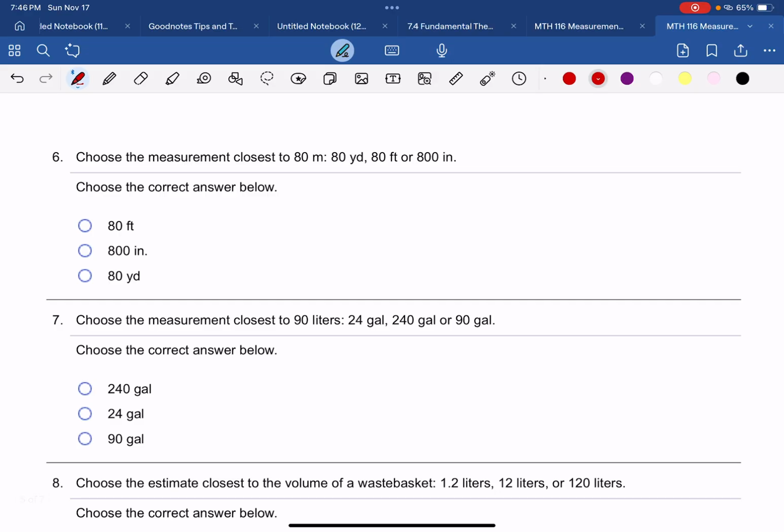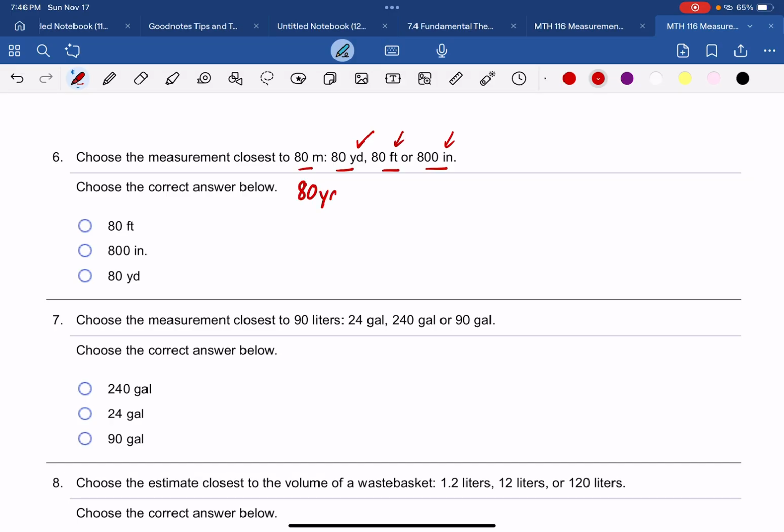Number 6. Let's do number 6 that same way. What's closer, 80 yards, 80 feet, or 800 inches to 80 meters? Okay, so this time they give us 3 different units of measure. So we could change the 80 meters to yards, then to feet, and then to inches and see which one is closer to 80 meters. Or we could change each one of these over to meters. So that's the way I'm going to go this time.